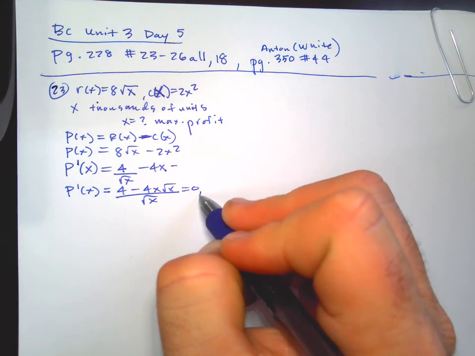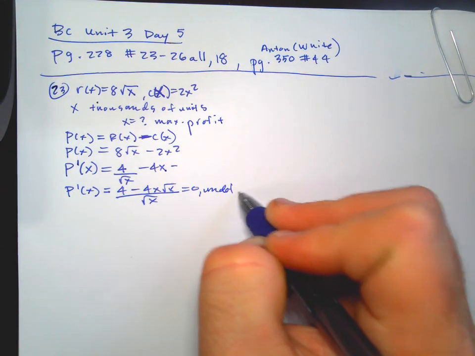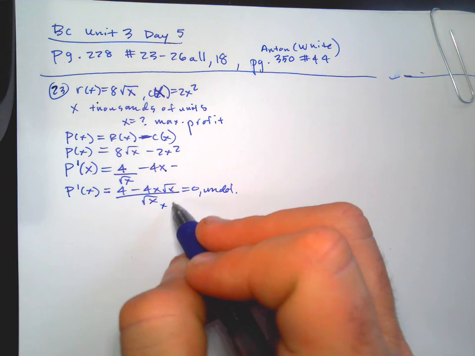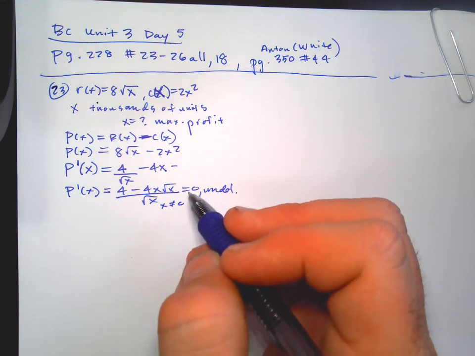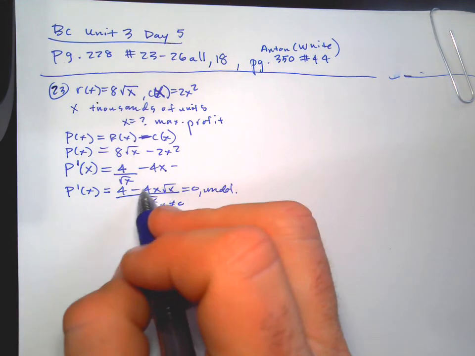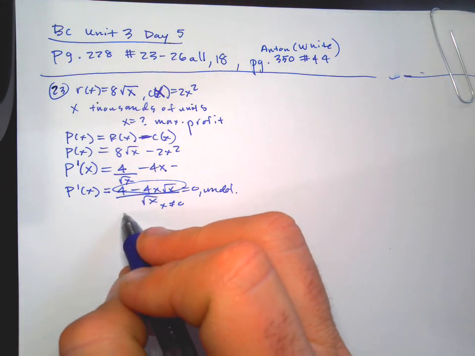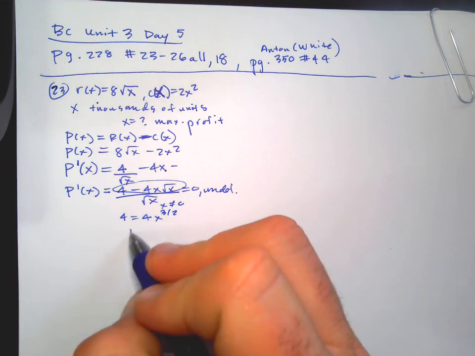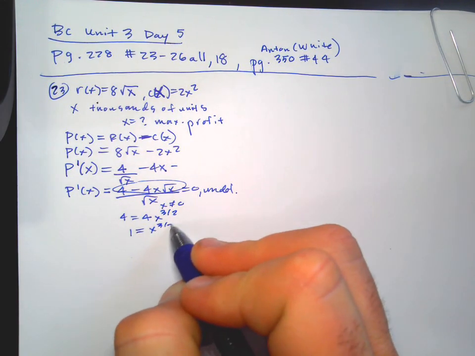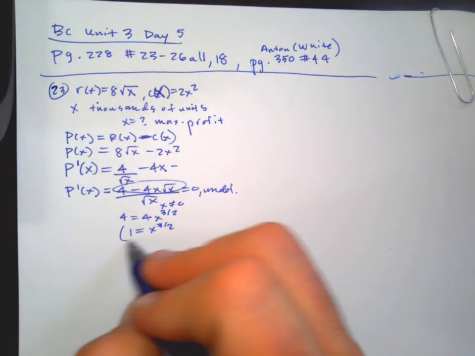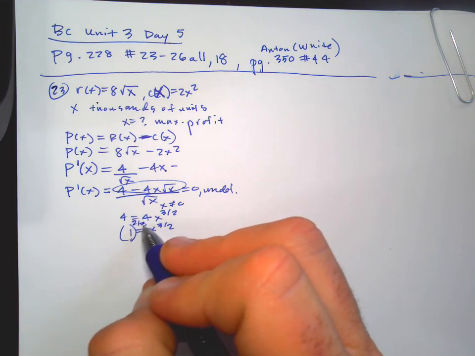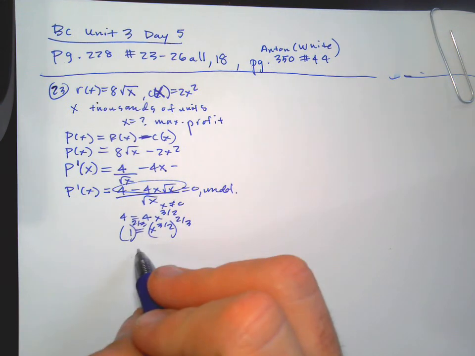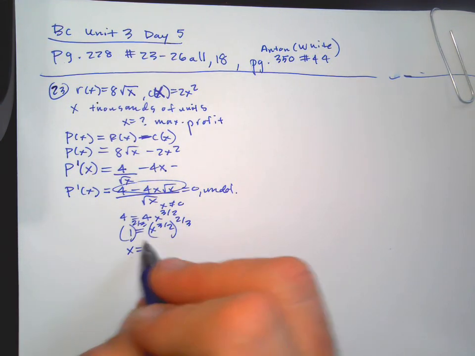Set it equal to 0 or undefined. Find critical points. So x can't be 0, but x equals 0 is a critical point, where it's undefined. And then the top: 4 equals 4x to the 3 halves. 1 equals x to the 3 halves. We would raise both sides to the 2/3 power, which gives you x equals 1. So that's your critical point.